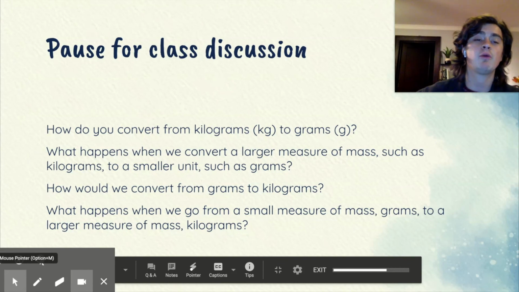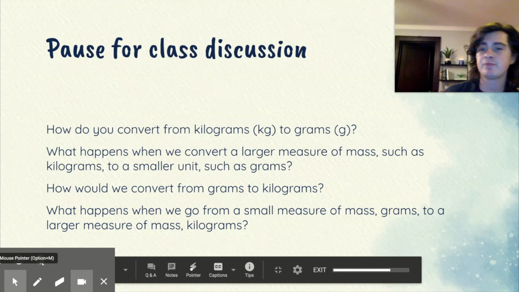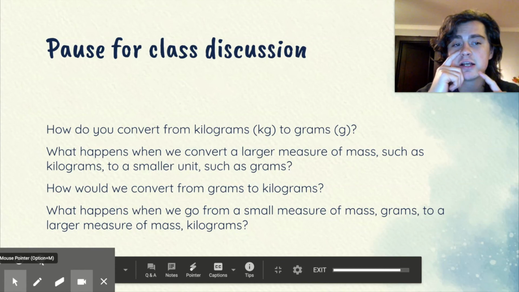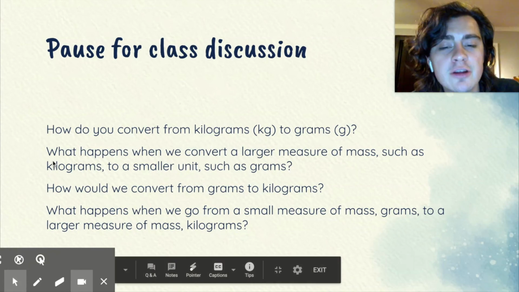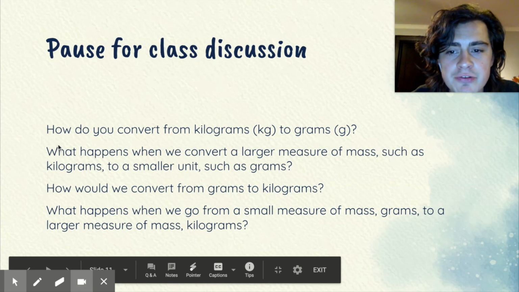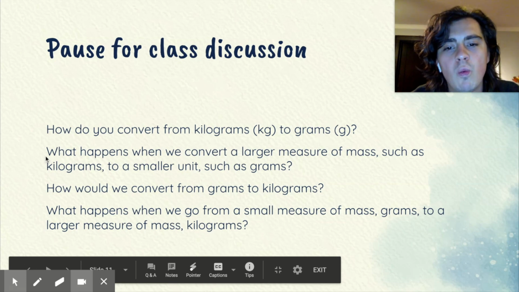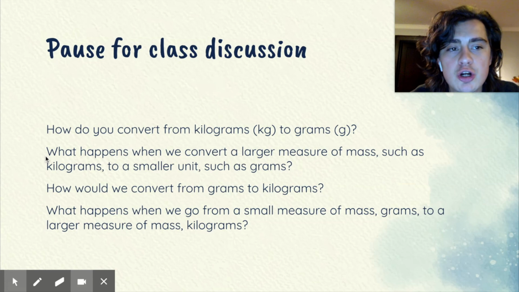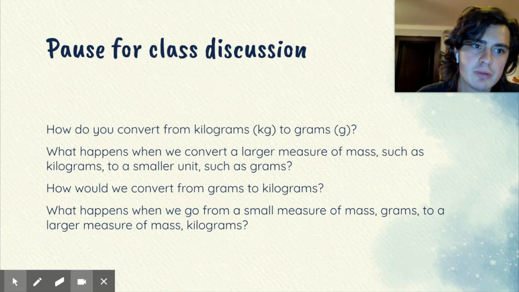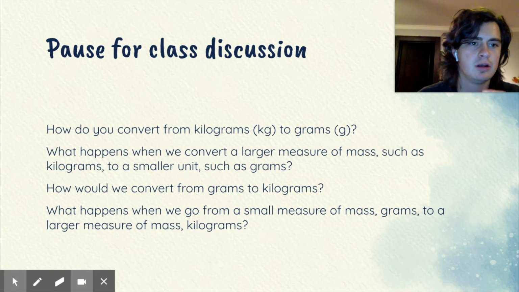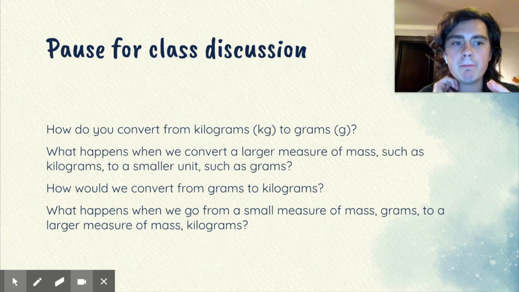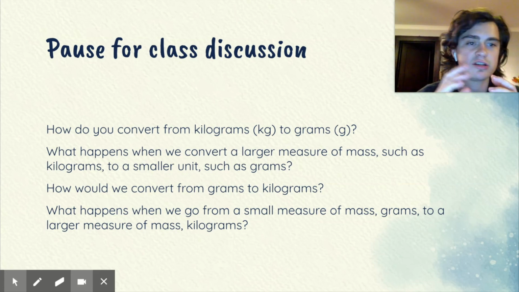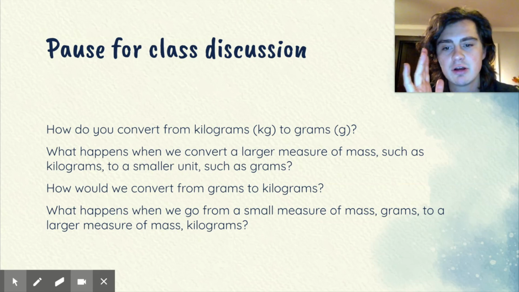So the last thing that we're going to do with me here is you're going to pause for class discussion to answer these 4 questions. How do you convert from kilograms to grams? What happens when we convert a larger measure of mass, such as kilograms, to a smaller unit? Kilograms are a larger measure of mass, right? They're bigger, there's 1,000 grams. What happens to your number? Does it get bigger? Does it get smaller? Are there more zeros, less zeros?